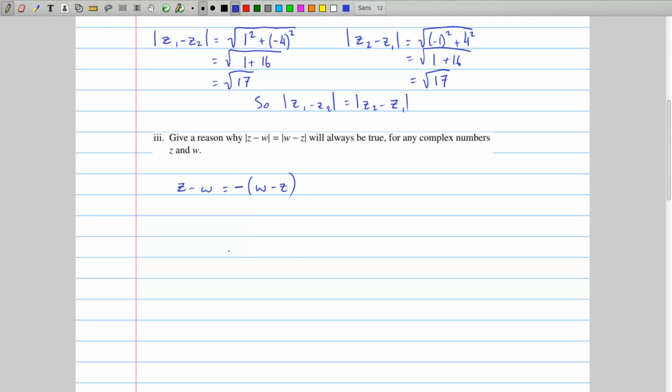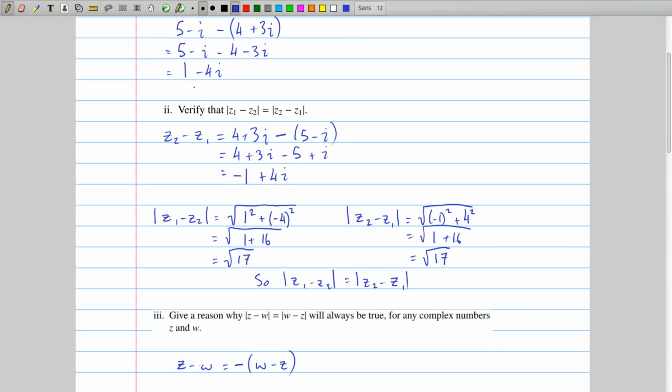And so really the only difference between these is that the signs of each of them are going to be different, and you can see from the previous part that z1 minus z2 is 1 minus 4i, and z2 minus z1 is minus 1 plus 4i. So the real part and the imaginary part are kind of the same. They're just opposite sign, whereas the real part was a plus 1 originally, and then it was a minus 1 for the second one. The imaginary part was a minus 4 for z1 minus z2, and it turned out to be a plus 4 for z2 minus z1.